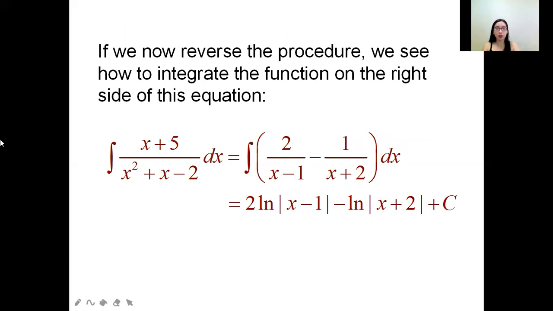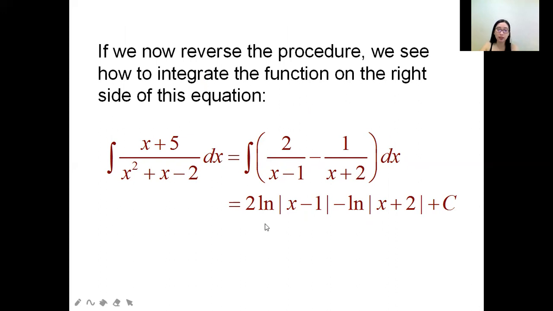So if we now reverse the procedure, we see how to integrate the function on the right side of this equation. So given that rational function, we can now solve it by breaking it apart, dissecting it into simpler functions. So now we have integral of 2 over x minus 1 minus 1 over x plus 2 dx.